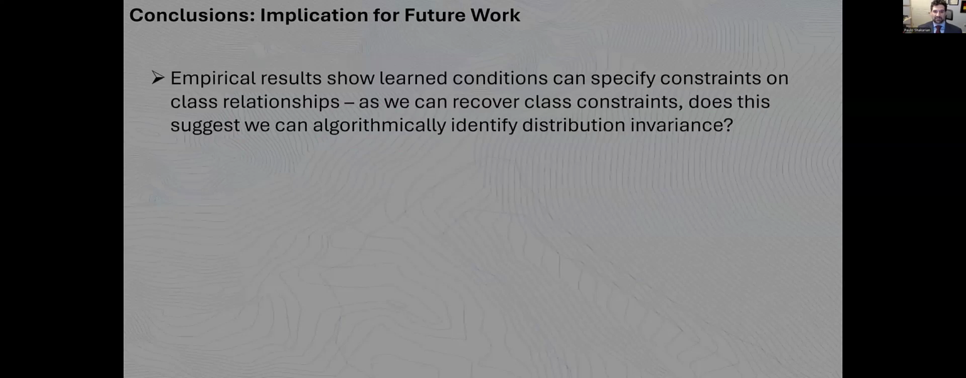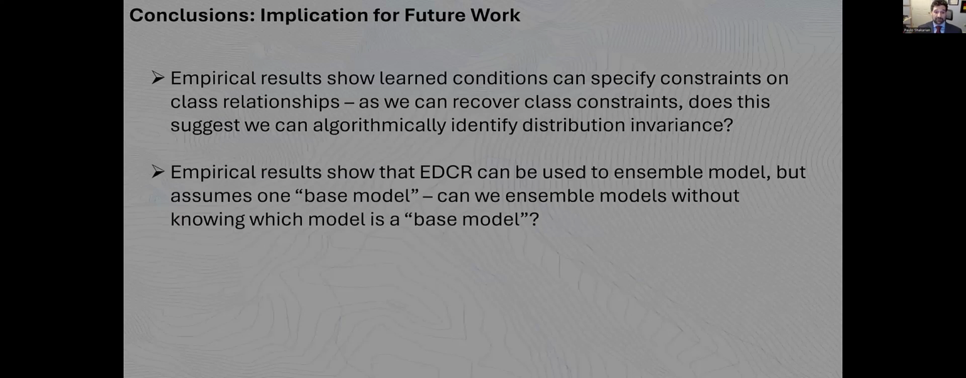So what are the implications? Well, our empirical findings showed learned conditions can specify constraints on class relationships, and we're actually able to recover those constraints. So does this suggest we can algorithmically identify distribution invariance? That would be the big thing, because if you can identify distributionally invariant conditions in a consistent manner, you could really add on these rules and generalize machine learning models beyond their training distribution a lot better.